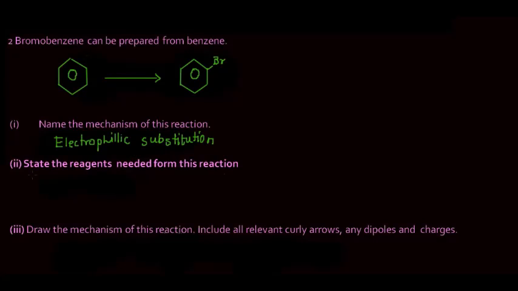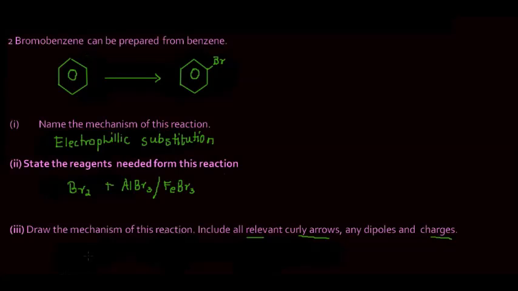The next question says state the reagents needed for this reaction. Now as we are adding a halogen, bromine, our main reagent is Br2 and the catalyst is aluminium bromide, or you can also use iron bromide. The next question says, draw the mechanism of this reaction, include all relevant curly arrows, any dipoles and charges.